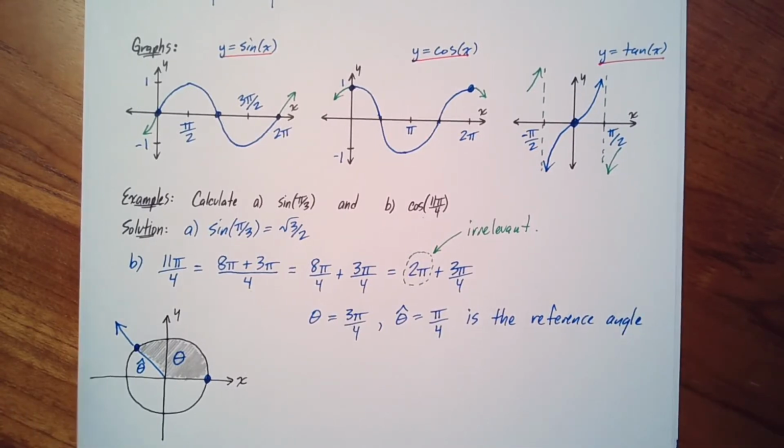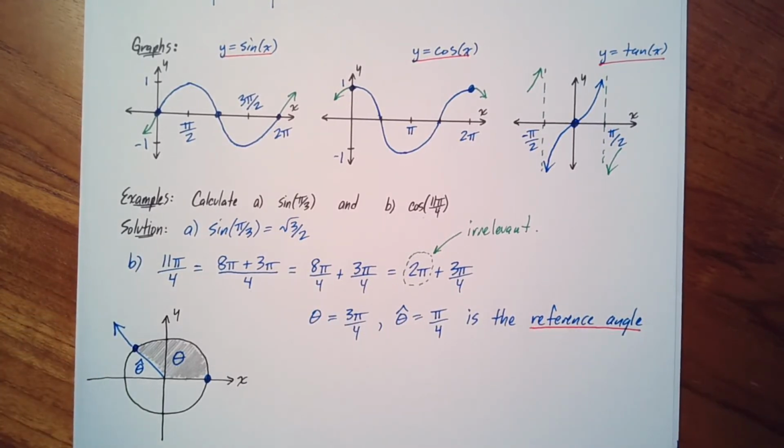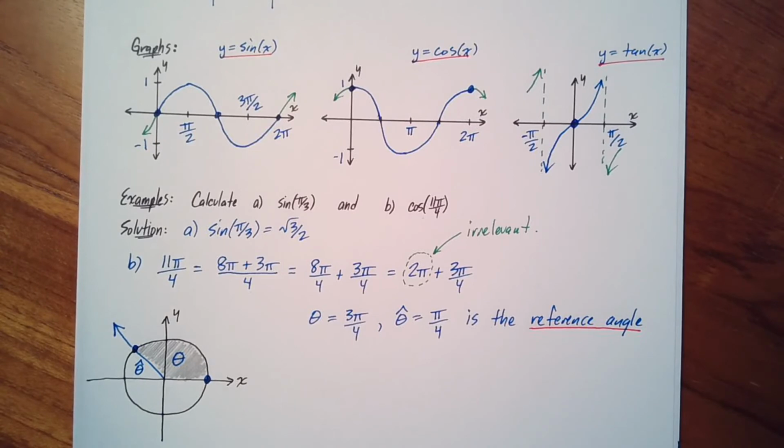Okay, and formally what the reference angle is, it's the distance from the terminal point to the x-axis along the unit circle, but in the shortest way possible, right? So I wouldn't measure the reference angle as this distance, I'd measure the reference angle as this distance. So it's the distance from the terminal point to the x-axis along the unit circle, which is equivalent to just whatever this angle is, which is pi over 4.